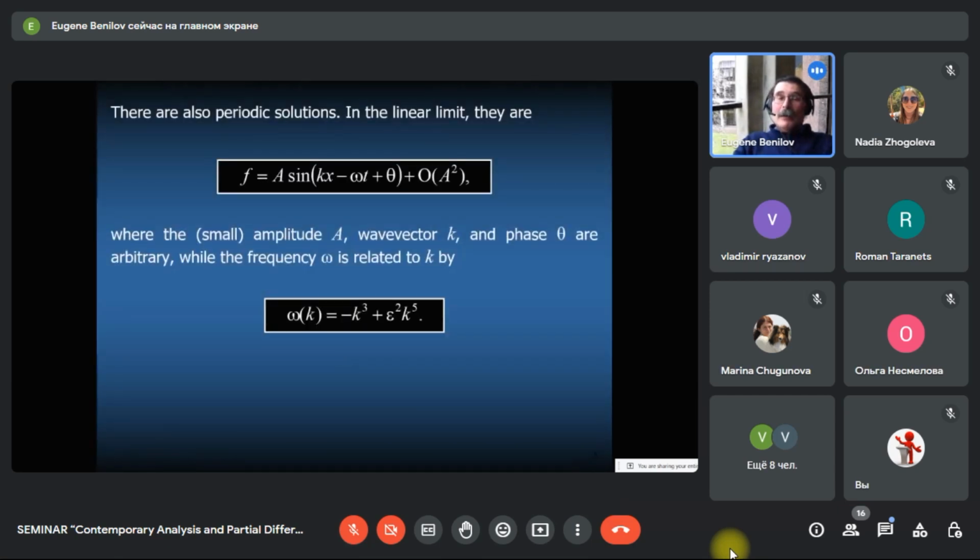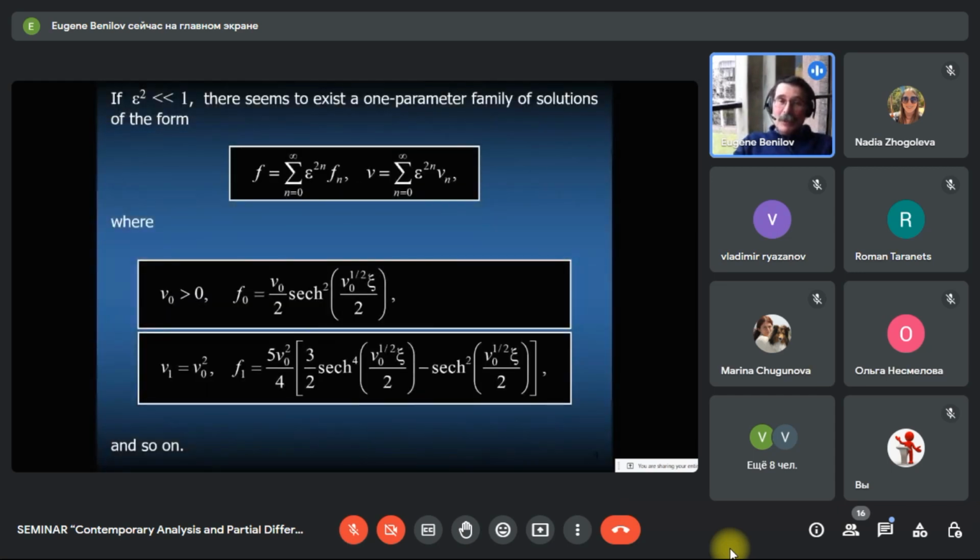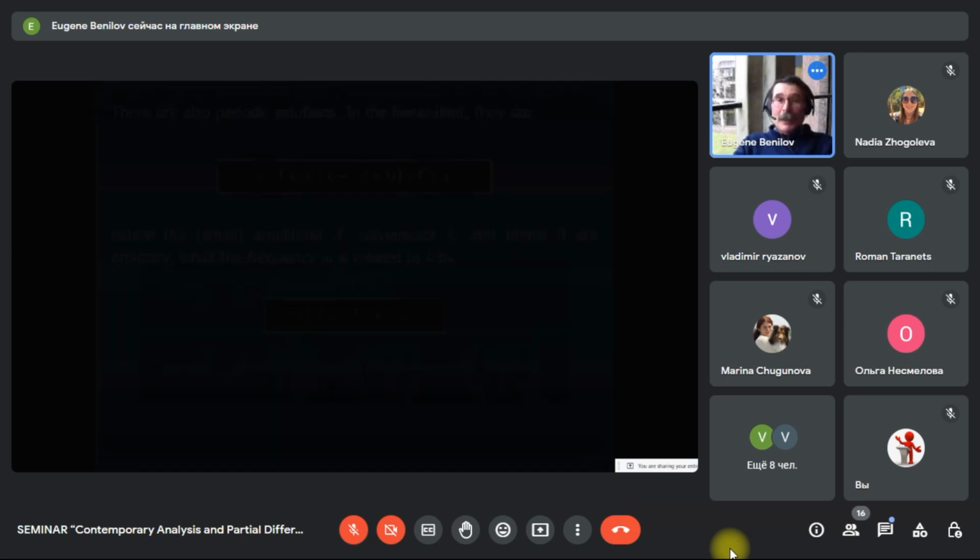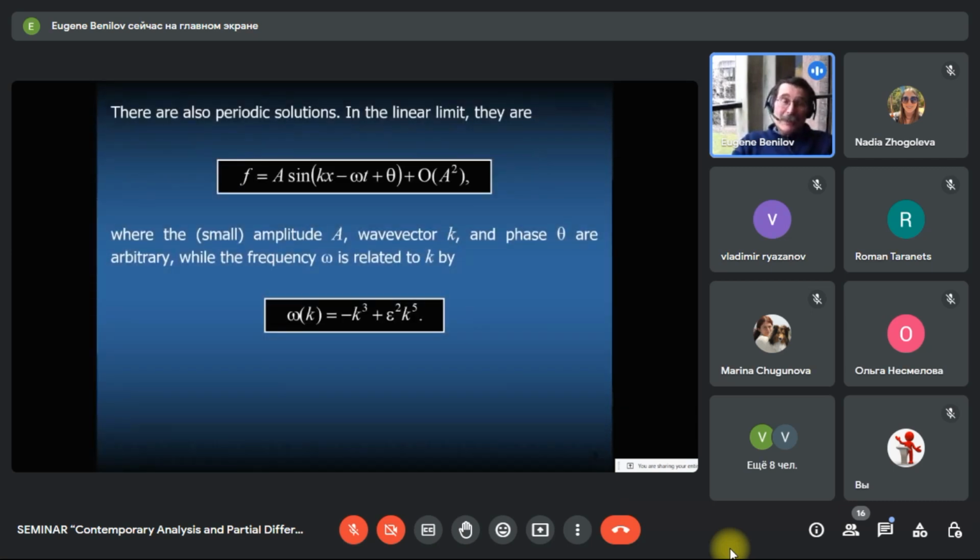Okay, but there are also periodic solutions, and the solutions on the previous slide are the solitary wave solutions. If you just cross out the nonlinear term, if you linearize your equation, those solutions disappear. The linearized problem doesn't have solitary wave solutions. Nonlinearity has to be there. But periodic solutions exist even in the linearized equation.